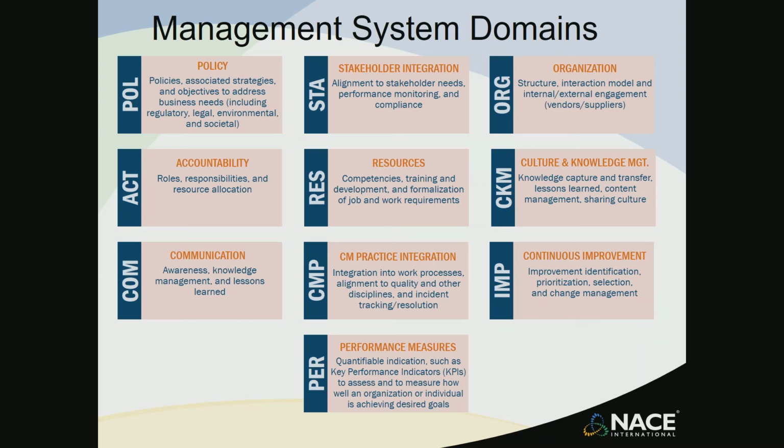So let's look at those management system domains. These are the ones that you were seeing across the top of the model. In the original impact study that was launched in 2014, we had 9 of these domains, and you can see here that we now have 10. The additional domain added as part of Impact Plus is culture and knowledge management. What we found in the original study was that this area was a huge gap for most of the survey participants.